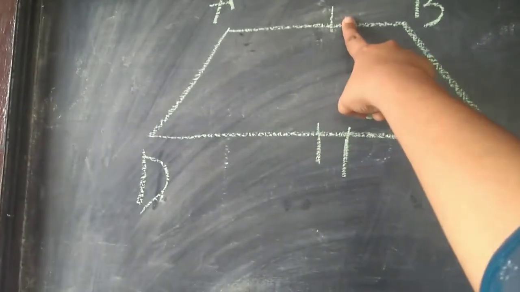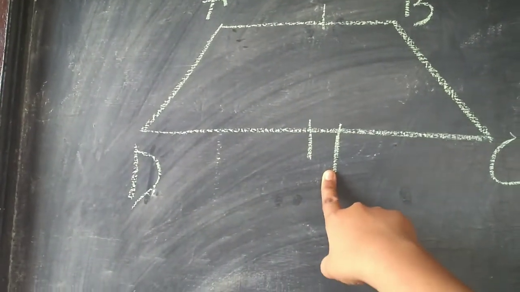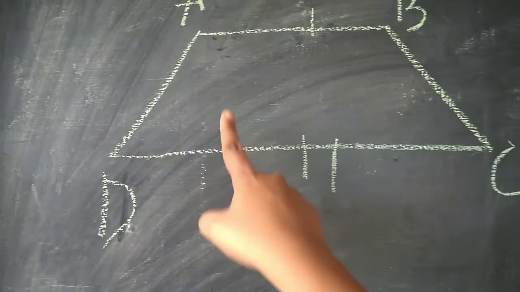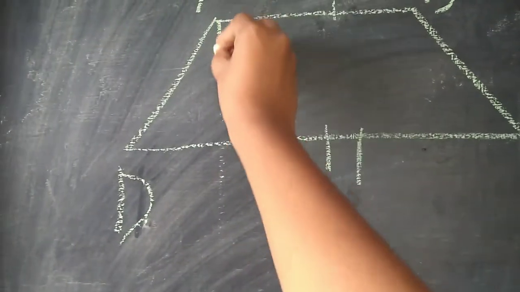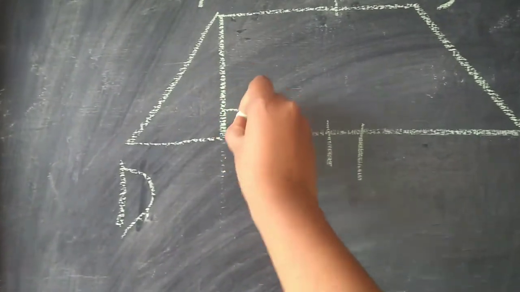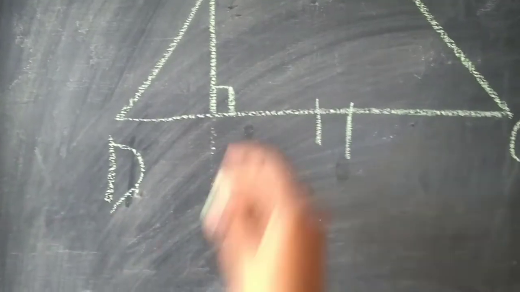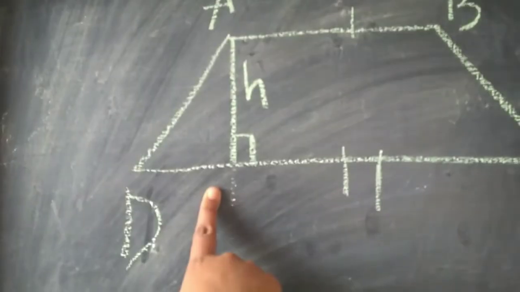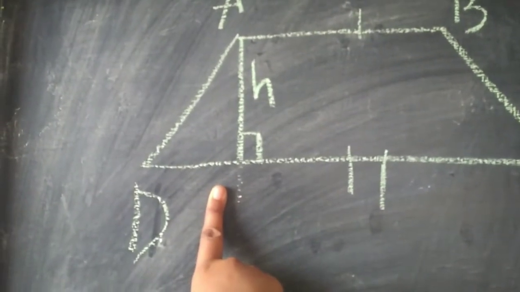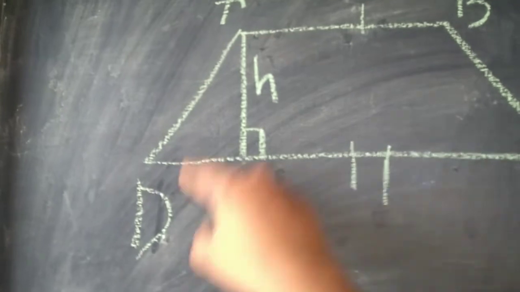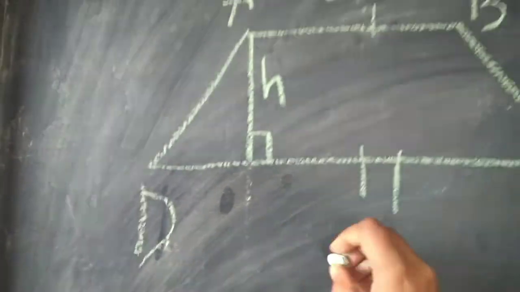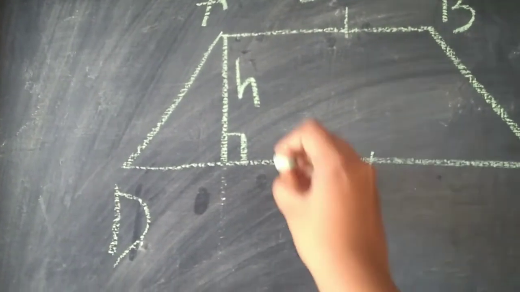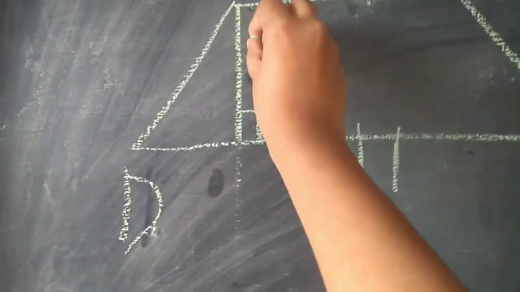So here these will always be the parallel sides, and the distance between the parallel sides is this. If the distance is given, it is always straight and perpendicular, so it becomes the height. Always, in a question, if the distance between the parallel sides is given, it means the height. Now suppose this is 8 centimeter, this is 10 centimeter, and the height is given as, suppose, 4 centimeter.